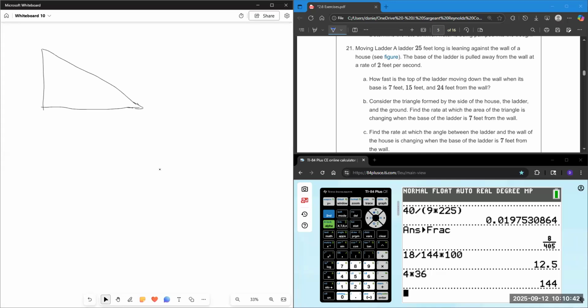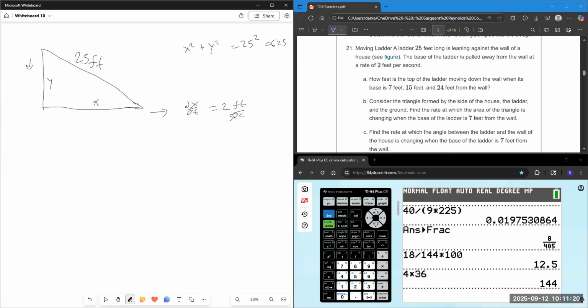So we're going to have a ladder of 25 feet long that's constant, sitting against the wall. It's slipping down the wall this way, it's sliding out from the wall this way. The dx dt, where this is x and this is y, sliding out at 2 feet per second, yes. And we want to find dy dt in this situation. So let's start with x squared plus y squared equals 25 squared, which is 625.